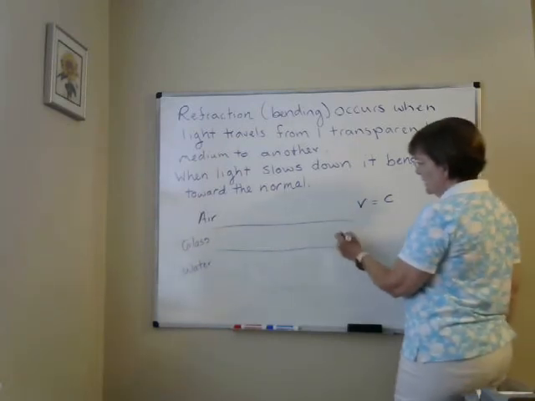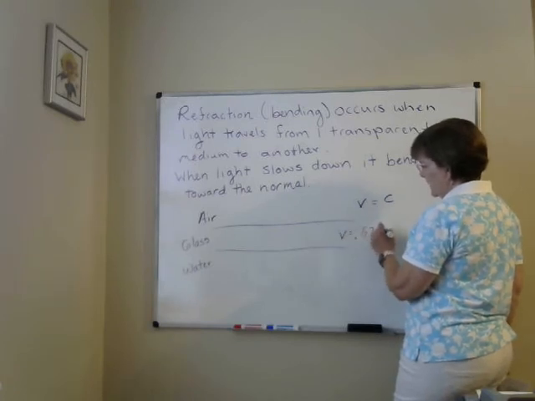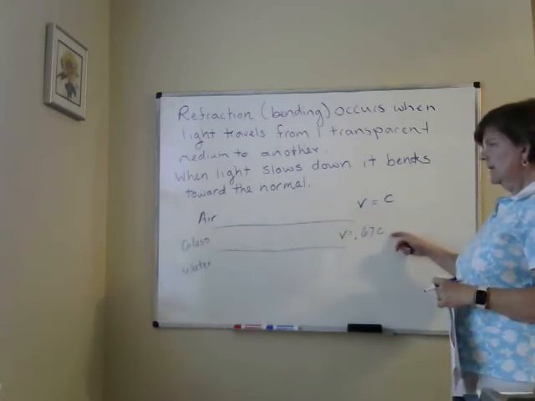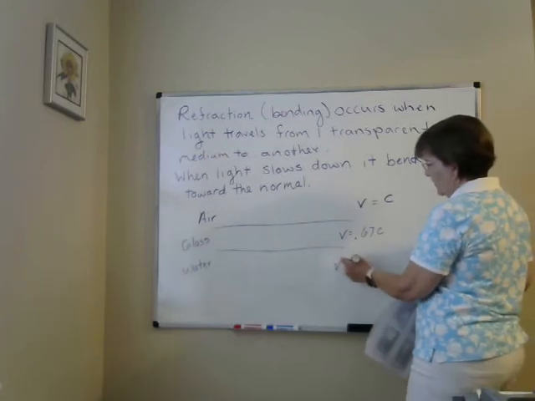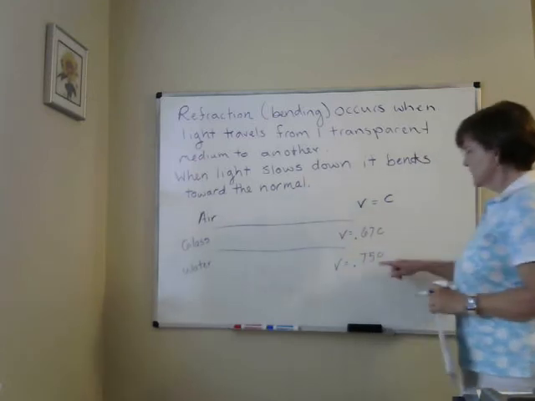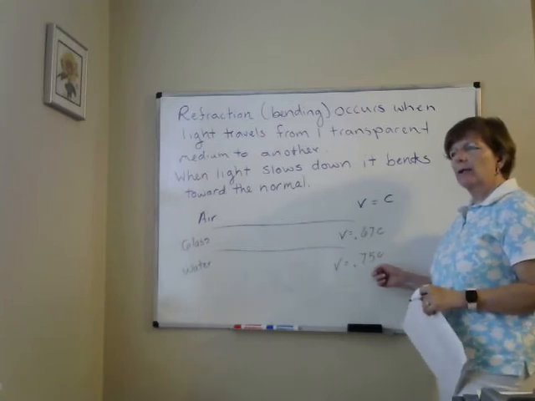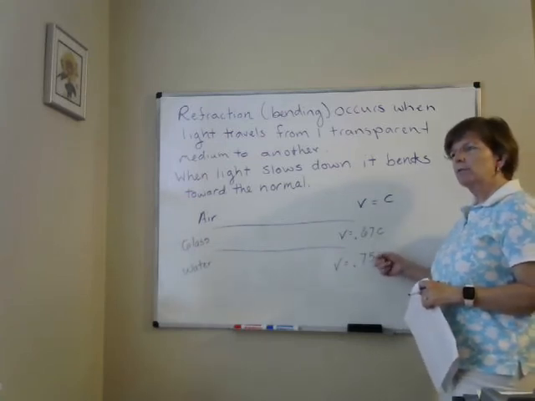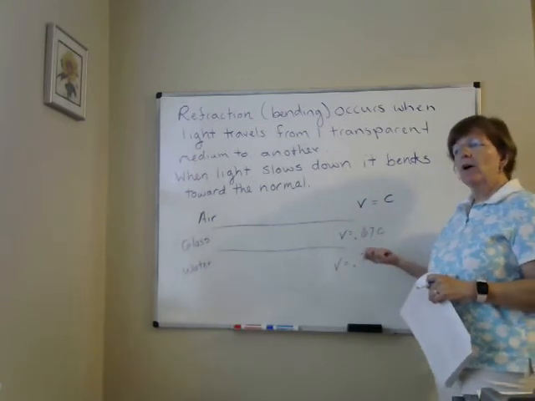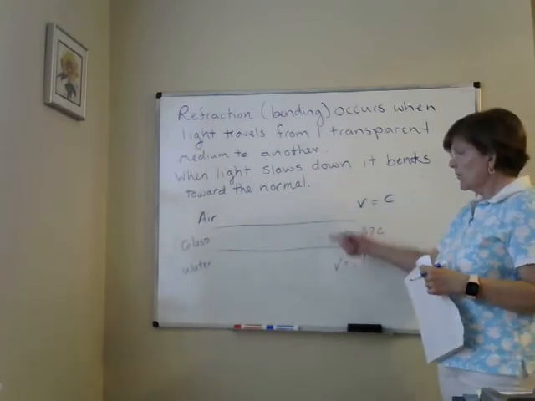In glass, it's going to travel at maybe 0.67 c, about 2/3 the speed. So it's going to definitely slow down. Water, it's going to travel at about 0.75 c. So definitely slower in water, but it does travel faster in water than it does in glass. And the reason, of course, is the molecules in glass are packed a little closer together. So all that absorbing of photons and emitting of photons just slows down more than it does in water.